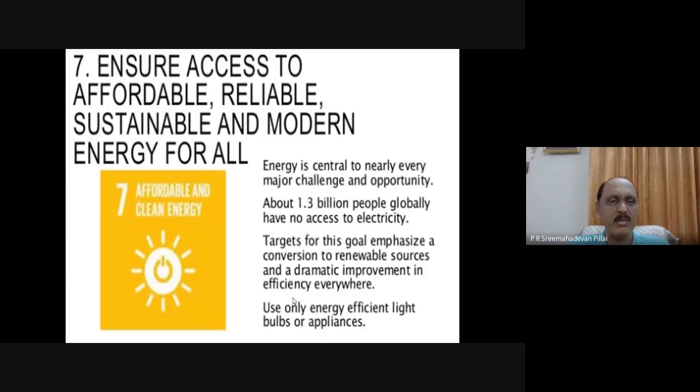Ensure access to affordable, reliable, sustainable and modern energy for all. This I have discussed in detail earlier, that we should have sustainable energy without spoiling the nature, without spoiling the environment. We should have sources for energy. Naturally, it will end up in three things. First is sustainable energy generation from solar, from biomass. These are from winds and such, you know, alternate energy sources.